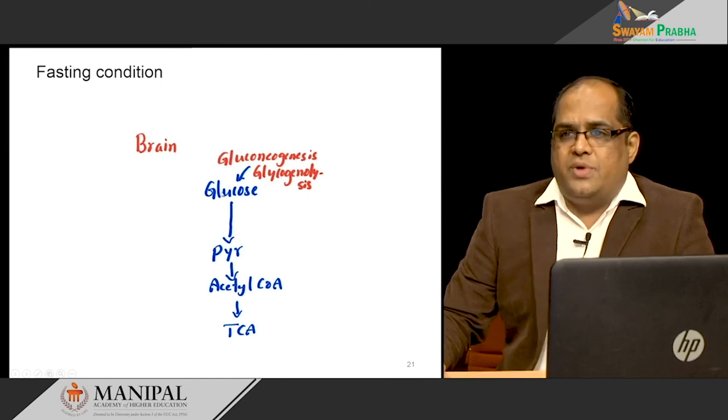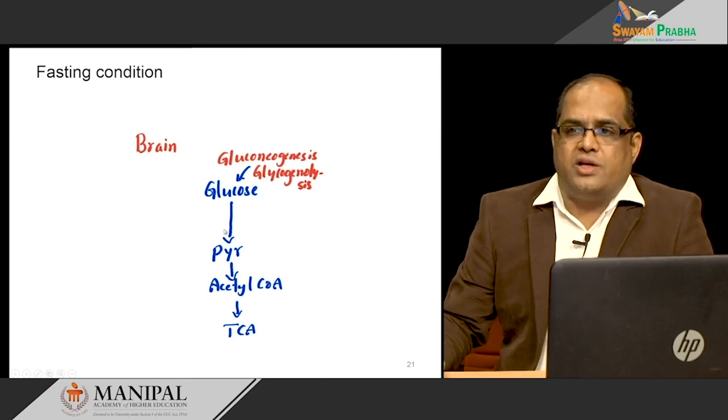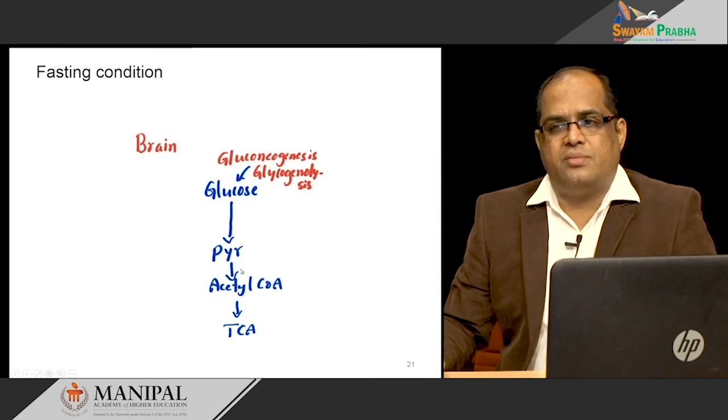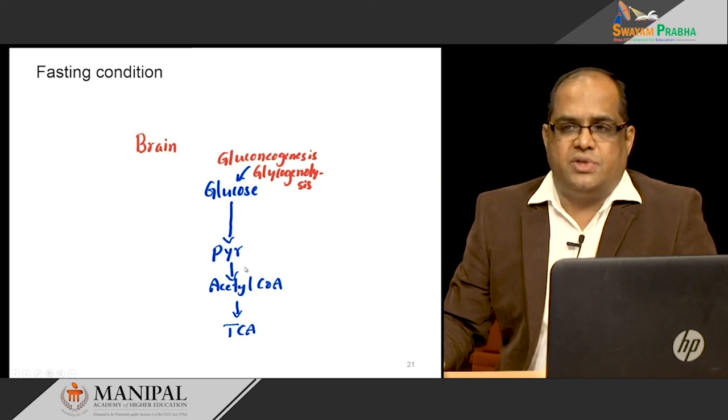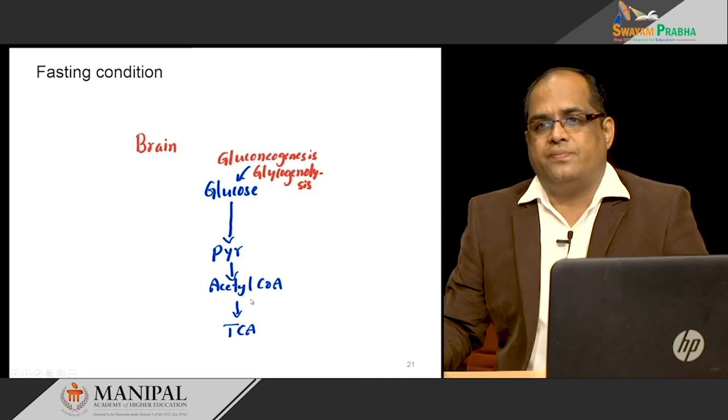Brain and RBCs use this glucose, and glucose is broken down in glycolysis to form pyruvate. Pyruvate is acted on by the PDH enzyme, pyruvate dehydrogenase, in the mitochondria to form acetyl-CoA. Acetyl-CoA is burnt in the TCA cycle to give energy.